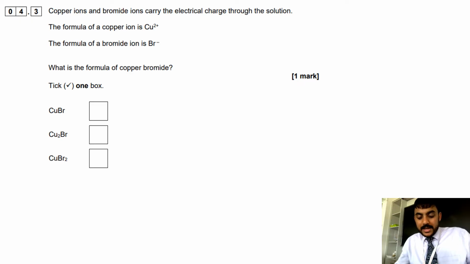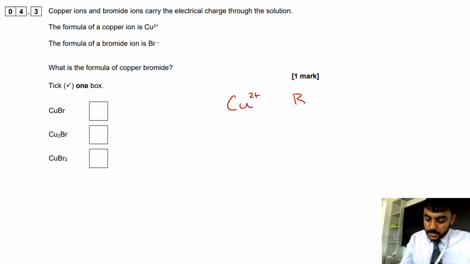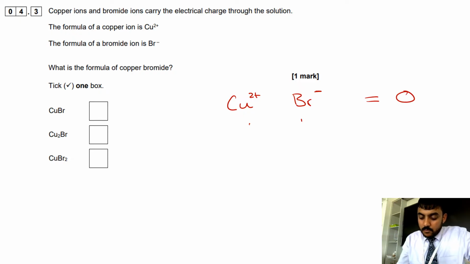Copper ions and bromide ions carry the electrical charge through the solution. The formula of copper ion is Cu2+. The formula of bromide ion is Br-. What is the formula of copper bromide? This is simply, can you do the ratios? Cu2+, Br-. What combination of Cu and Br will give you an overall charge of 0? Well, if you have 1 Cu, we'll need 2 Brs to give you the overall charge of 0. So how do we write that? We write it as Cu, Br, and then little 2.